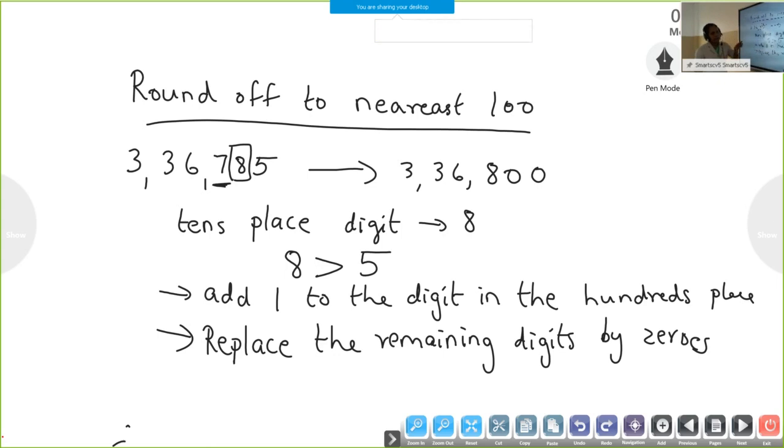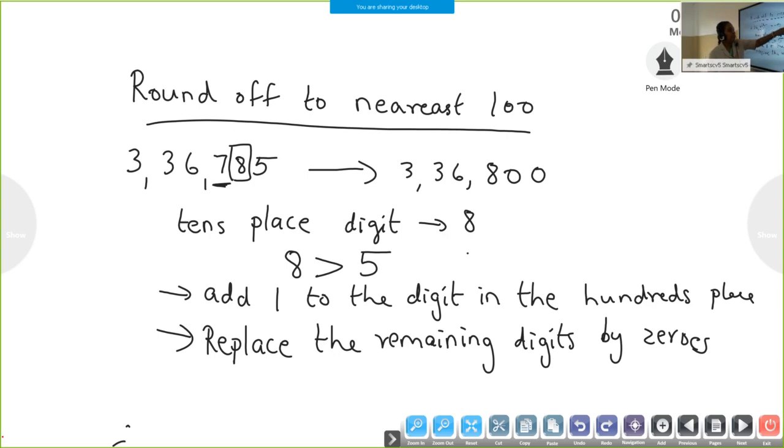Then identify the digit which is right of the hundreds place, that is the tens place digit. Once you identify it, it is 8. Then the rules start. The first rule is, if that digit is greater than or equal to 5, then what do we have to do? We add 1 to the digit in the hundreds place, which is already underlined there.